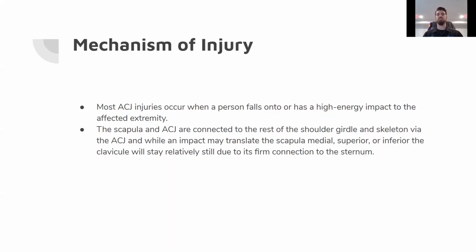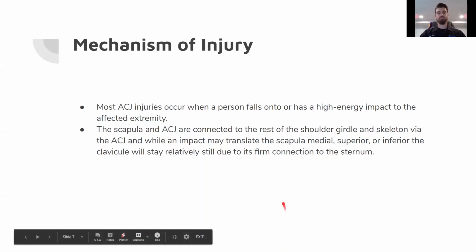So what that means is, as you have an impact, your shoulder blade and the acromion are going to move and shift. But the clavicle, due to the stability of that connection here, is not going to move as easily. So you're going to have that translation of those two bones separating, sliding medially, inferiorly, or superiorly as you make contact with the ground or somebody hits you.